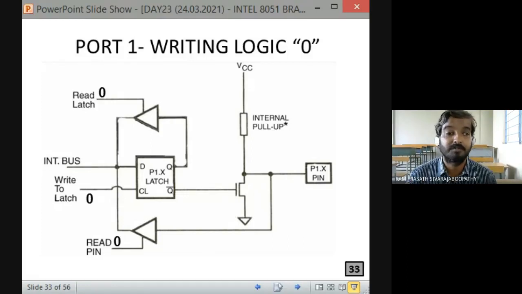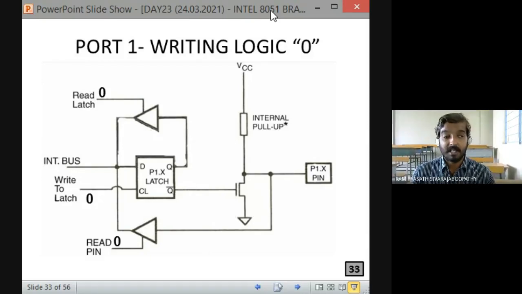For what purpose are we having this slide? To understand the write operation. Yes, we are going to write 0. Shall we write? Yes. Now listen carefully. If you take a screenshot of this, you will not understand it. You will understand only if you watch the entire video.